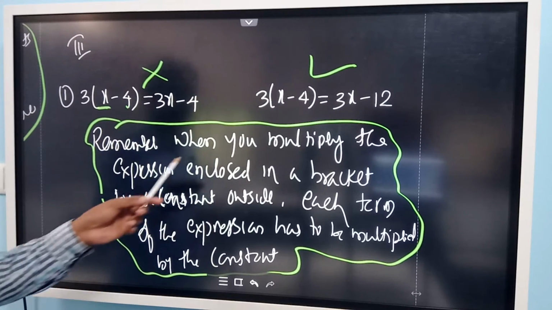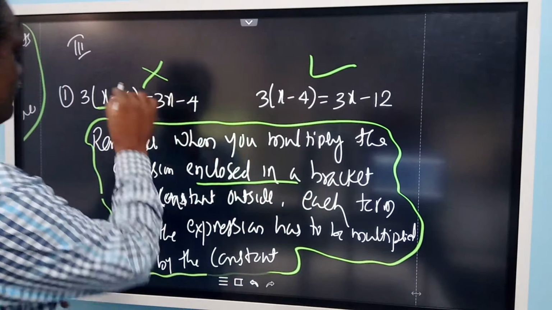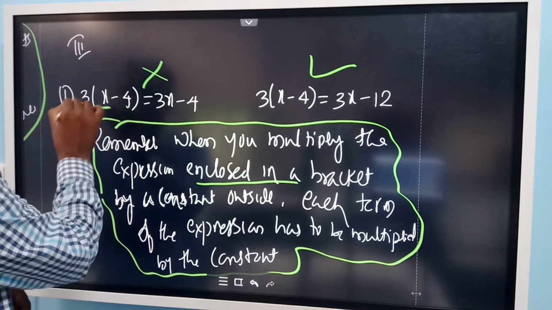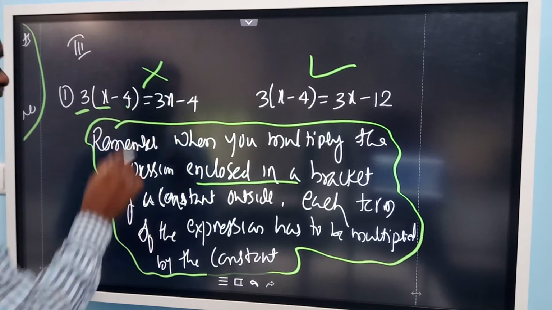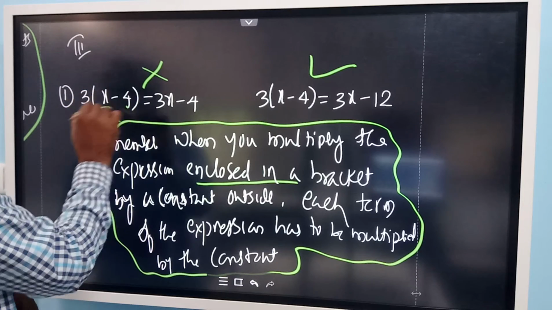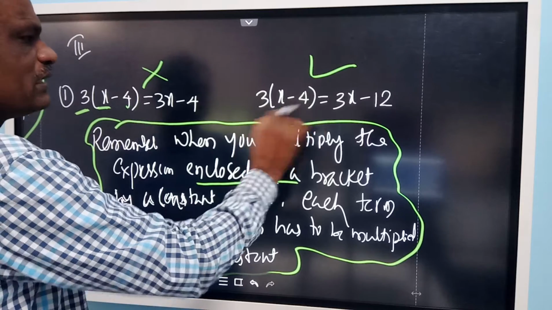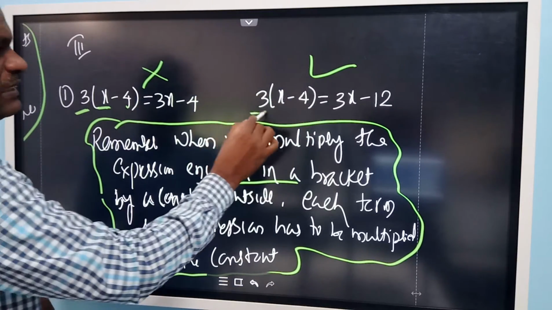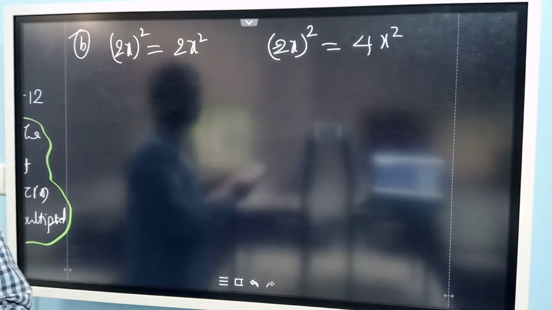So you should remember when you are multiplying an expression enclosed in a bracket, if there is a constant outside, each term enclosed in the expression should be multiplied by this constant. So 3 into whatever is inside the bracket, every term should be multiplied by this constant or even a variable. Which one is correct now?